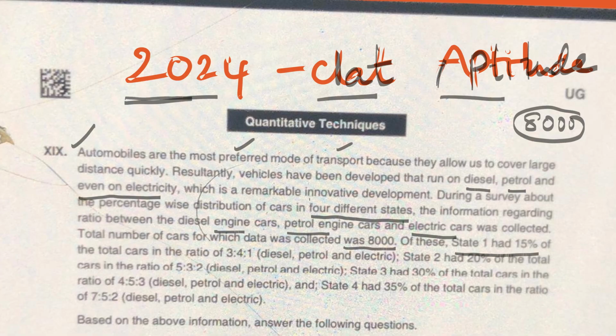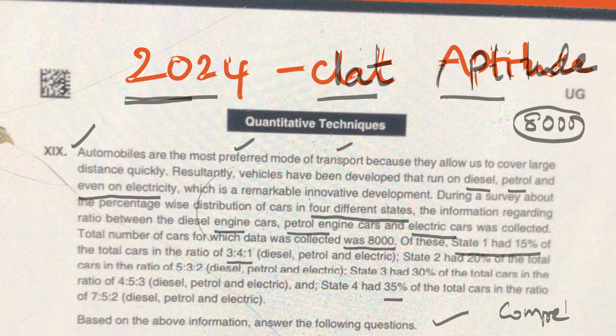State 1 has 15% of the total cars in the ratio 3:4:1. This ratio is for the number of diesel cars, petrol cars, and electric cars. State 2 has 20% of the total cars in the ratio 5:3:2 for diesel, petrol, and electric. State 3 has 30% of the cars in the ratio 4:5:3, and state 4 has the remaining 35% of the total cars in the ratio 7:5:2.